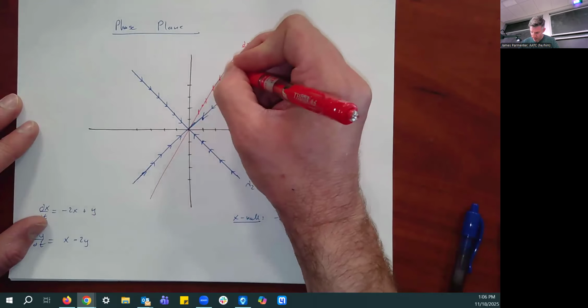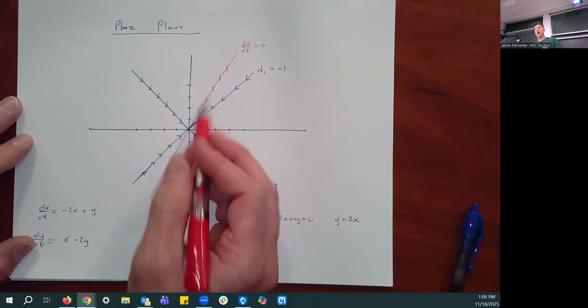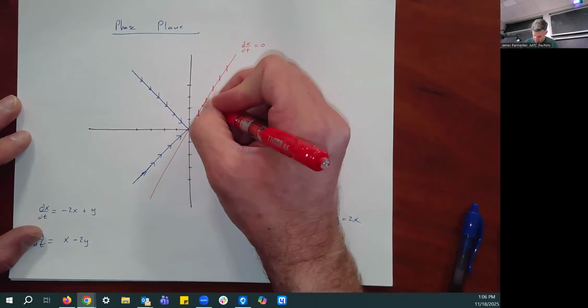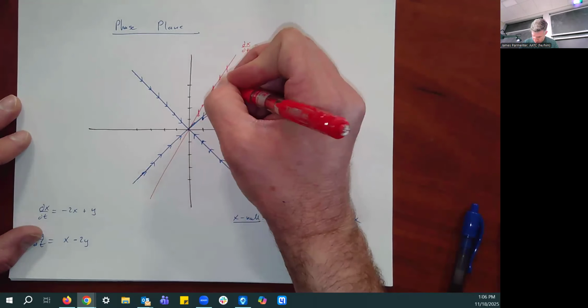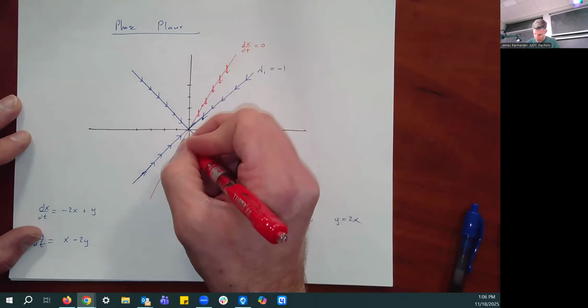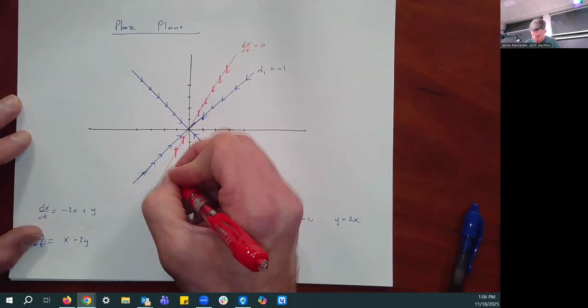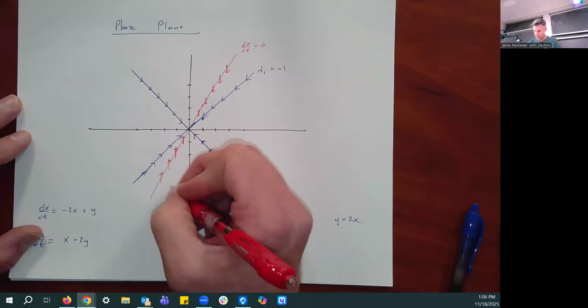On that nullcline, all of your little direction arrows better be purely vertical. Since we've already drawn these eigenvectors, I'm pretty sure that the ones up here are going to be pointing downwards, and the ones down here are going to be pointing upwards. Again, we also know it's a stable node, so things should be pointing towards the origin.